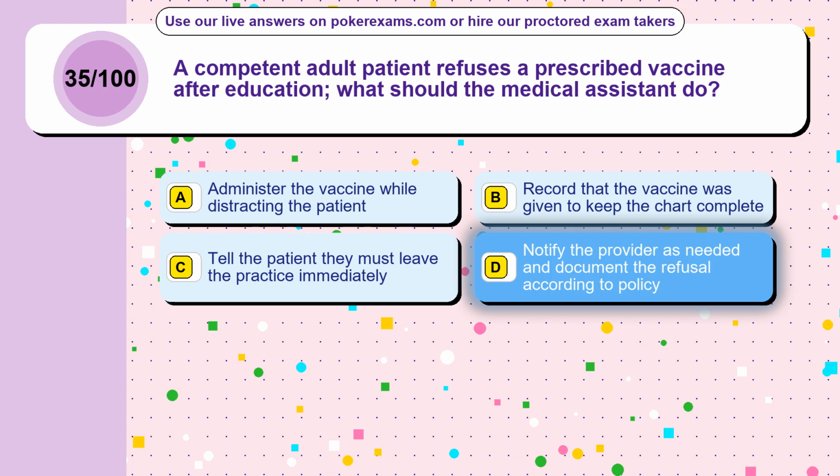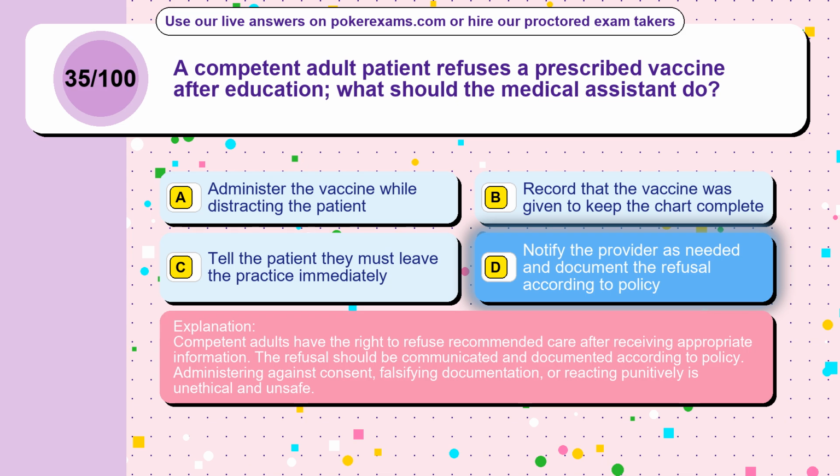The correct answer is option D, notify the provider as needed and document the refusal according to policy. Competent adults have the right to refuse recommended care after receiving appropriate information. The refusal should be communicated and documented according to policy. Administering against consent, falsifying documentation, or reacting punitively is unethical and unsafe.